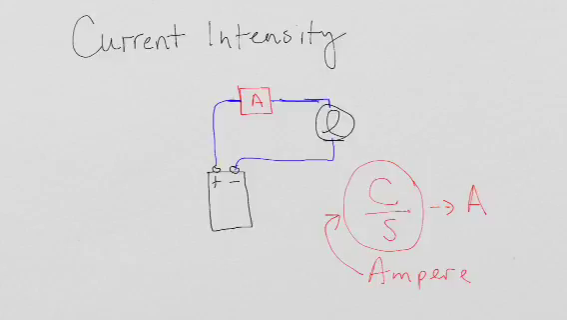Now notice how I've actually made this box part of the loop, part of the actual circuit. Okay, this is called an ammeter. And I'm going to do this in red.